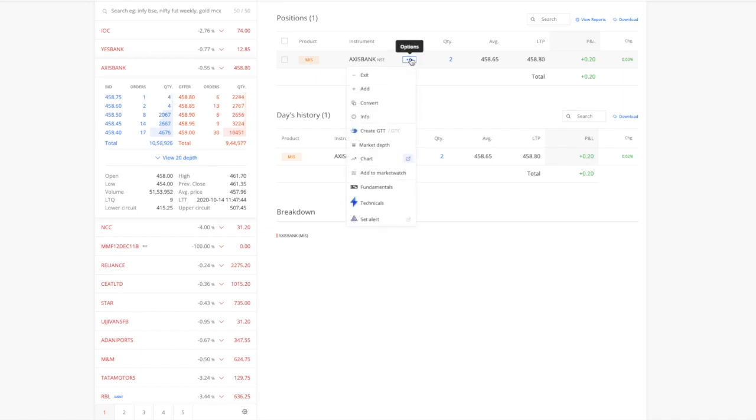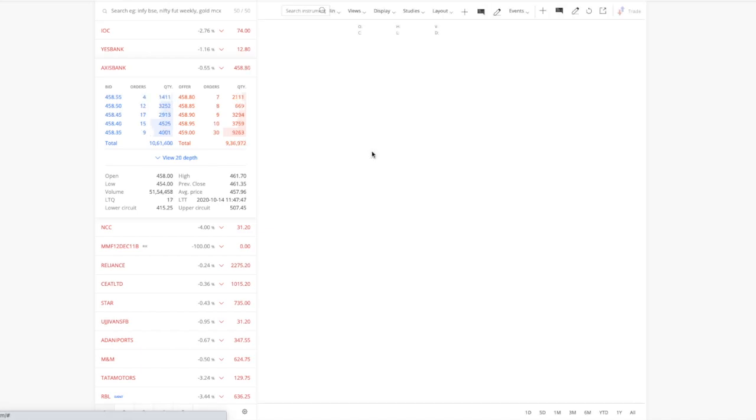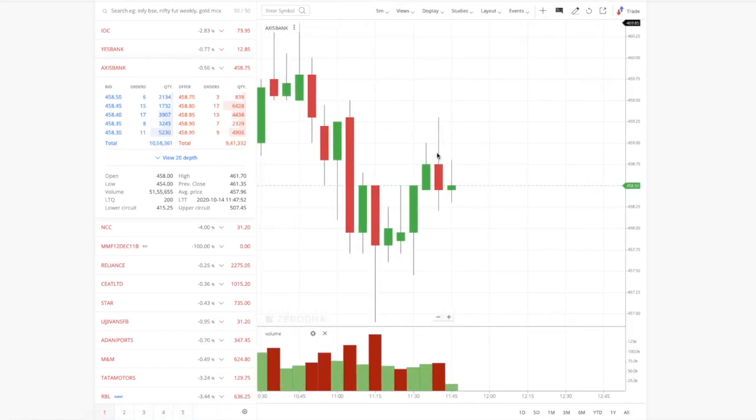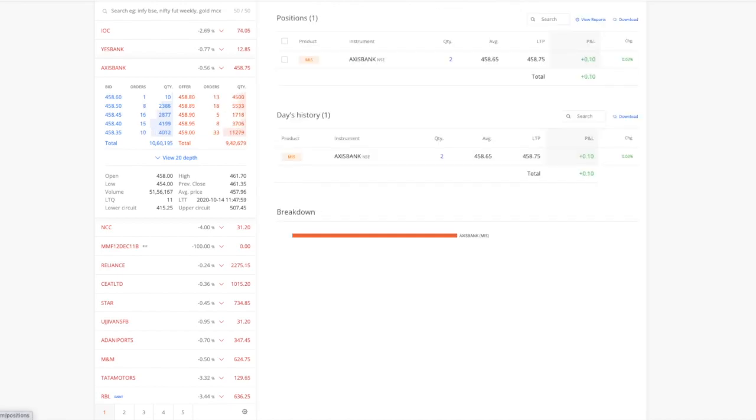Many people usually have this doubt. Okay, I'm buying something, and the price has given me some sort of a move. But I don't want to exit all my positions. I just need to exit half of my positions. How could I do that?